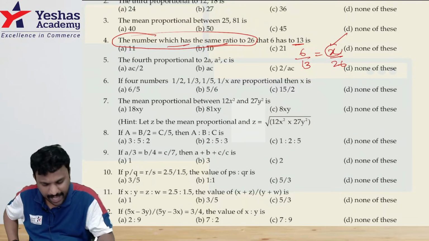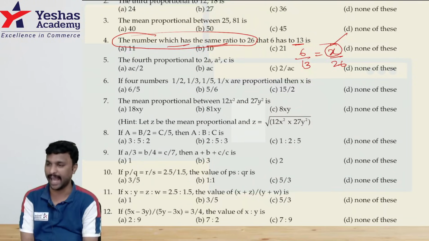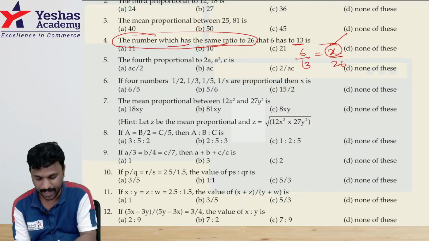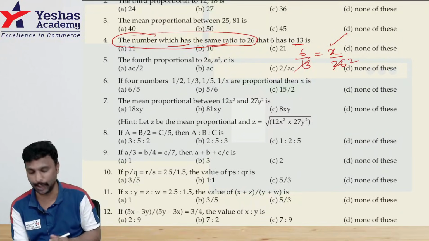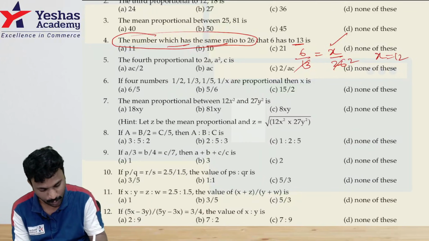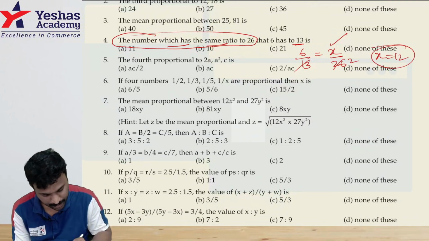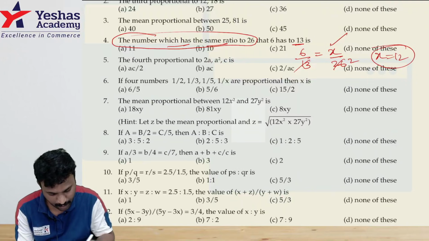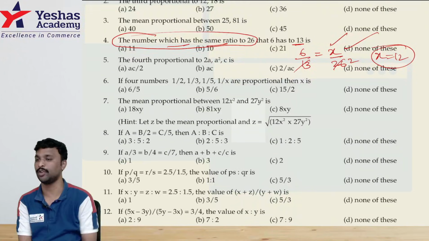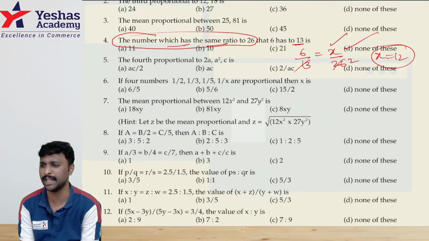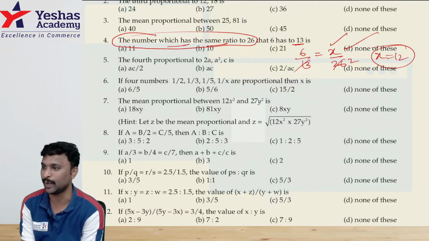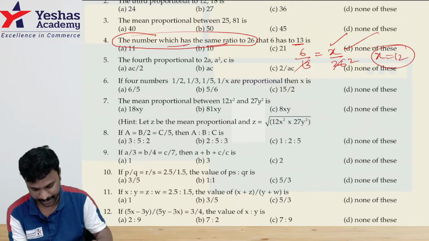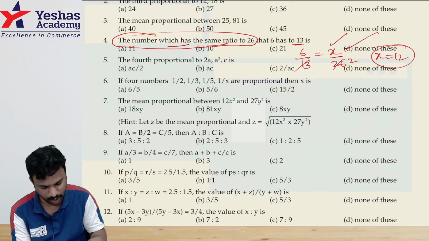What is that they are asking? X value. Let the number be x. Now 13 ones are 13, twos are, cross multiplied, 2 6s are 12, so x is equal to 12. Option D, none of this. Have you understood? It is none of it. It should be 12. 6 twos are 12. Have you understood? It is option D. Guys, moving on to the next question.